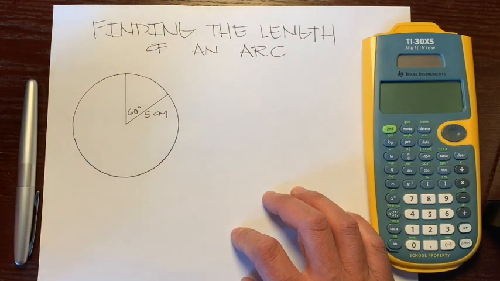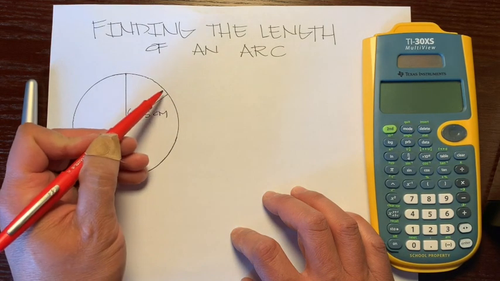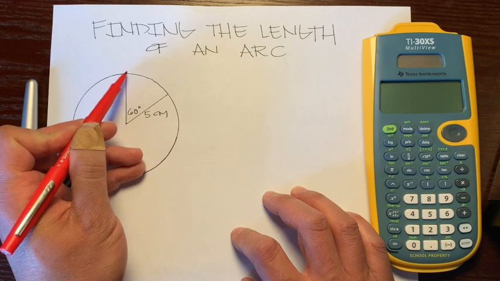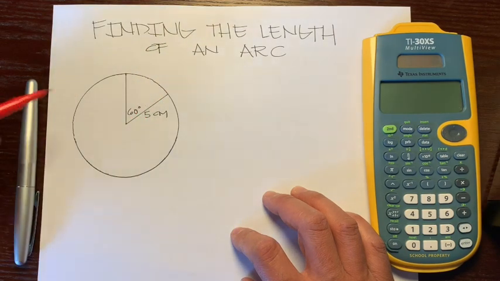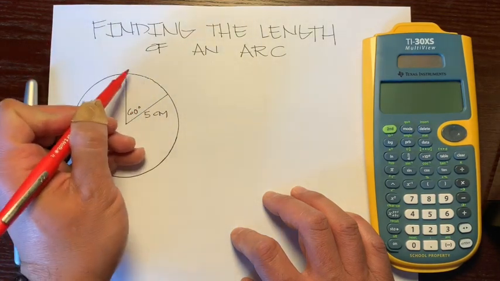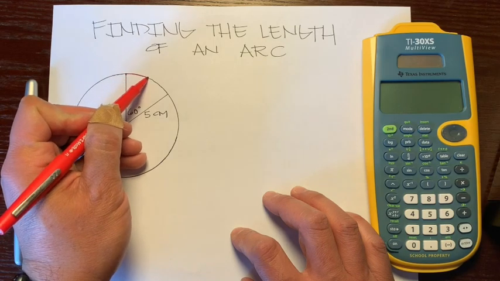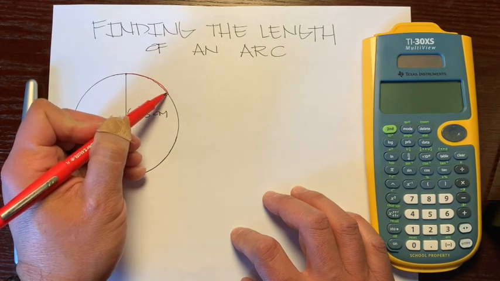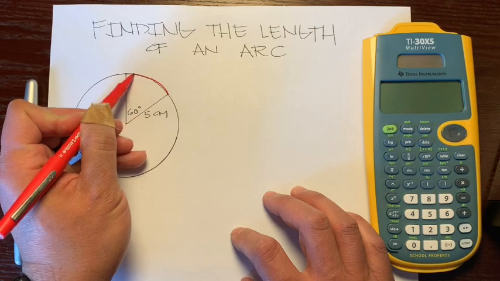So what this question is asking for is, what is the length of this piece of the circle right here? If you think of this circle as a piece of pizza or a whole pizza, you want to figure out what the length of this pizza slice's crust is. So what is the length of this? What's the distance from here to here?